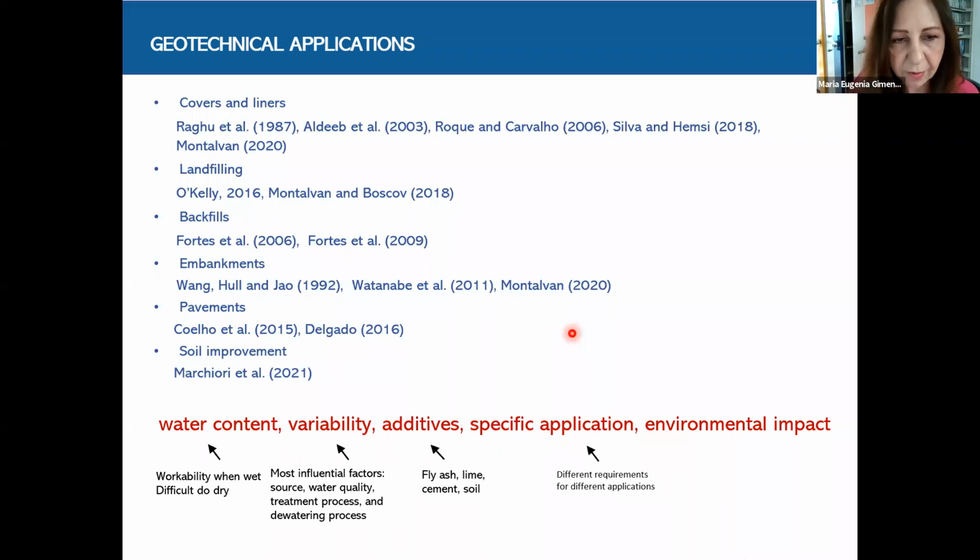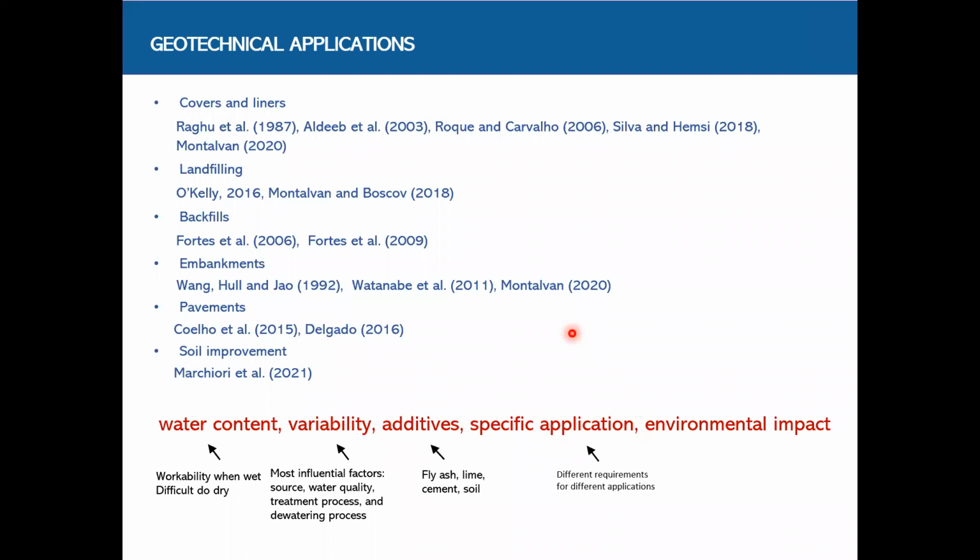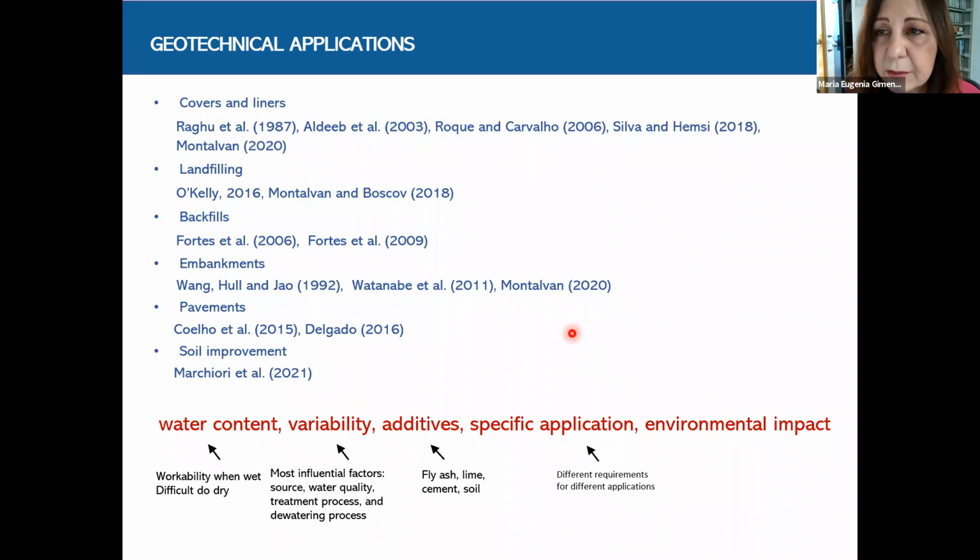There are some key issues. Water content: the wet material is very difficult to work with and very difficult to dry. WTS varies among different water treatment plants and also in the same water treatment plant a long time during the year. The factors that influence WTS composition are many, but the most influential are water source, water quality, treatment process, and dewatering process.